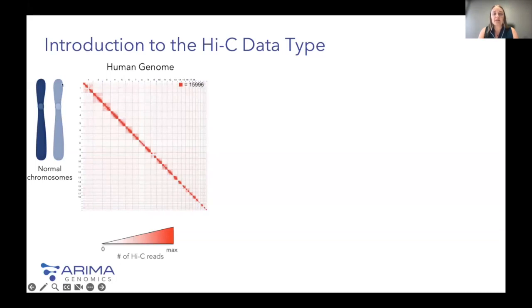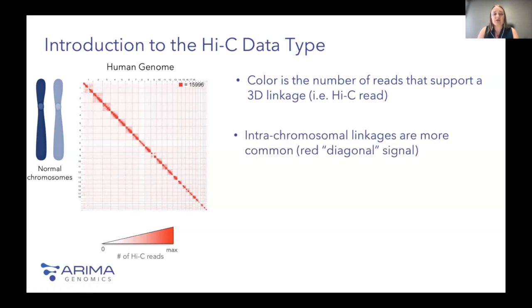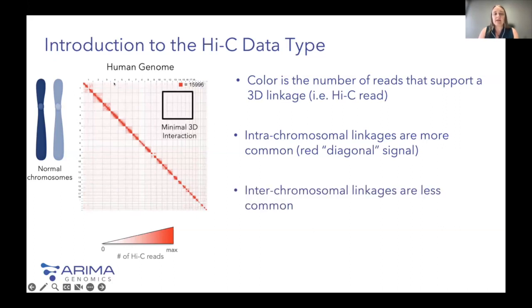Now, each point in this heat map represents physical interactions between two regions of the genome. So the dark red points that you see along the diagonal indicate that there are a lot of these 3D interactions between those regions. And the light red or white indicates minimal 3D interaction. Now, as you can see, it is very common for chromosomes to form these 3D linkages within themselves, but at least in healthy cells, chromosomes rarely form these linkages with other chromosomes.